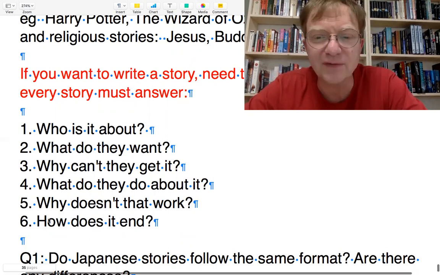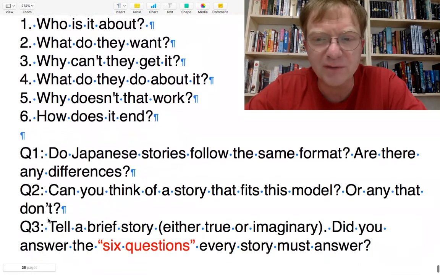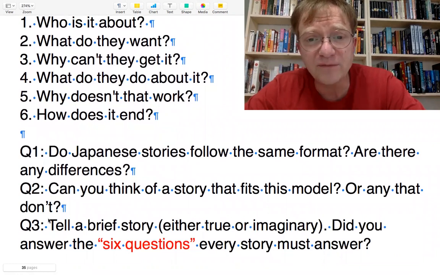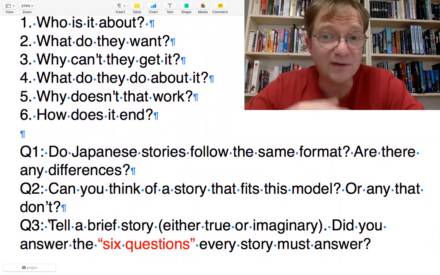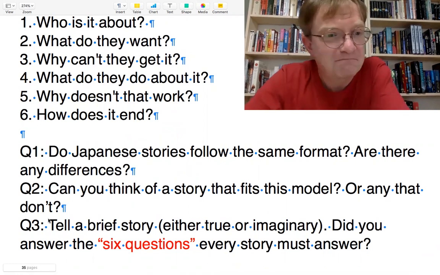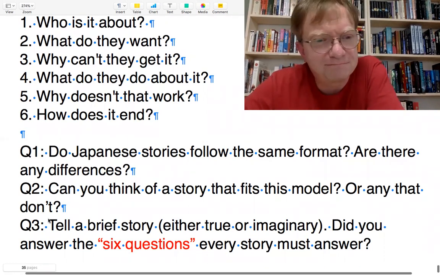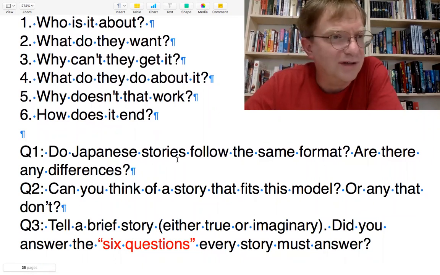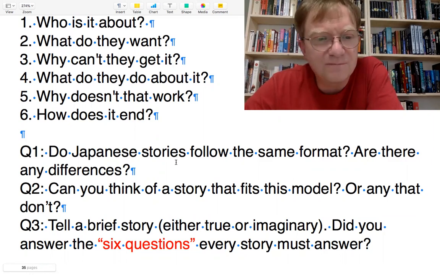Let's have a look. Let's get some three questions here as my usual way. Question 1, do Japanese stories follow the same format, the same style of journey? Are there any differences? Can you think of a story that fits this model? I've said Harry Potter and Wizard of Oz. Can you think of any others? Or can you think of some that don't fit?